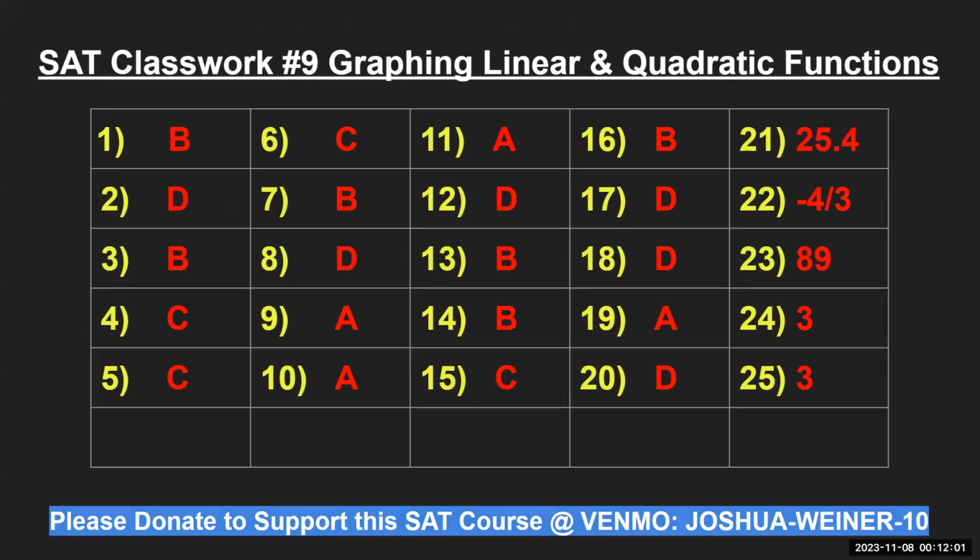Last thing, question 1 was B, 2 was D, 3 was B, 4 was C, 5 was C, 6 was C, 7 was B, 8 was D, 9 was A, 10 was A, 11 was A, 12 was D, 13 B, 14 B, 15 C, 16 B, 17 D, 18 D, 19 A, 20 was D, 21, 21.4, 25.4, 22 was negative 4/3. Is that right?